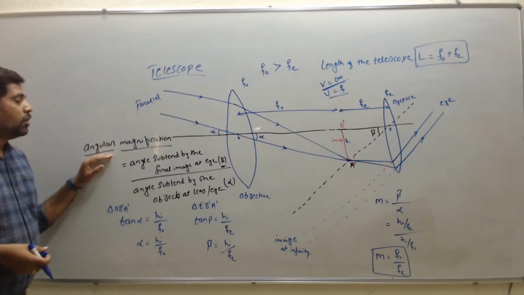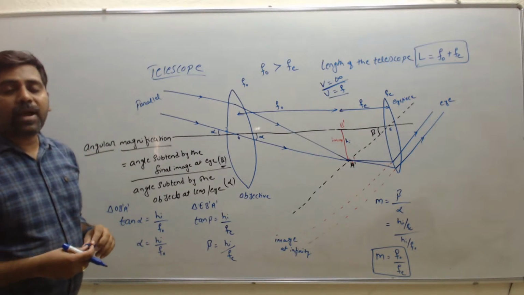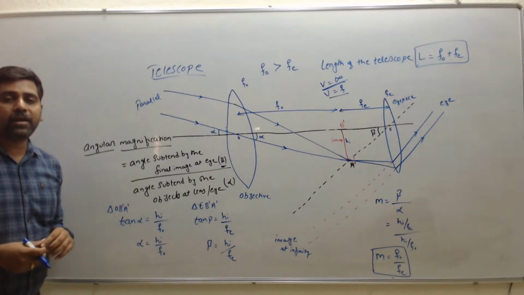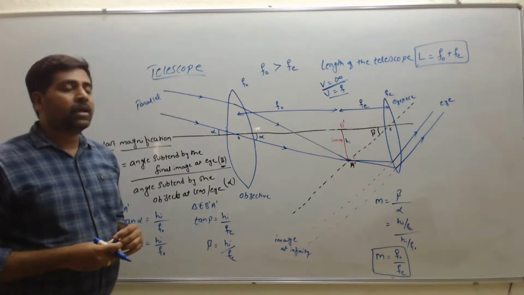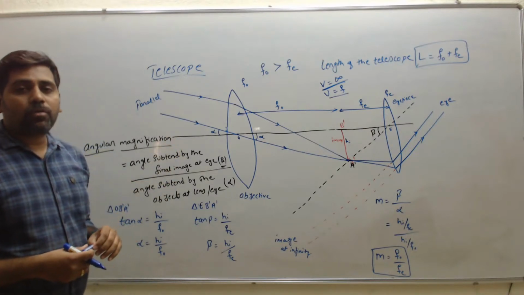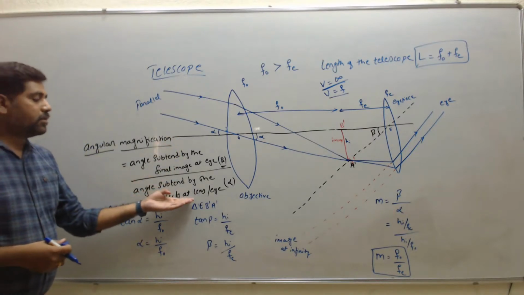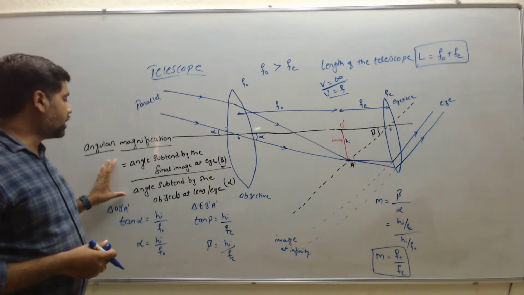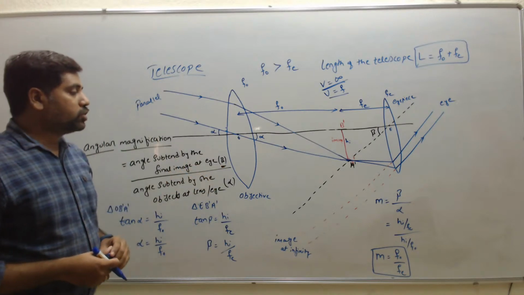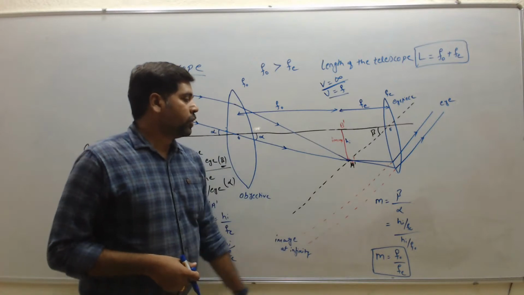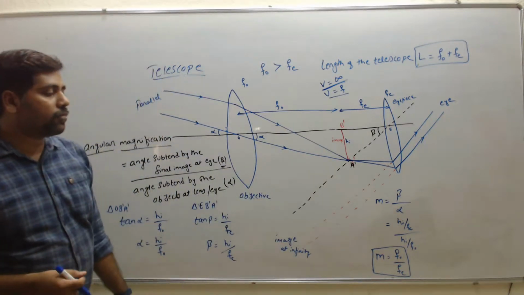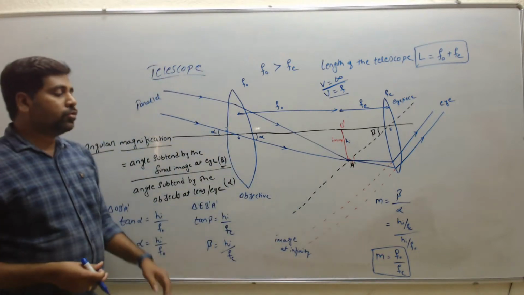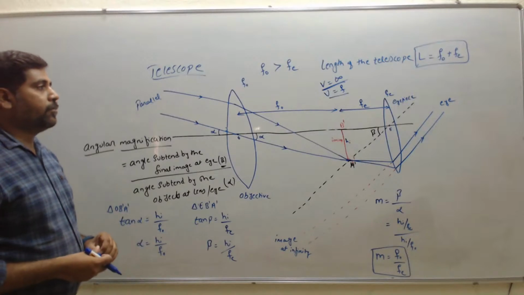Next, we have angular magnification or magnifying power of the telescope. It is defined as the ratio of angle subtended by the final image at the eye to the angle subtended by the object at the lens, or at the eyepiece. So that ratio is M equals beta by alpha. If we substitute the values of beta and alpha, we get the magnifying power of the telescope, that is M equals fo divided by fe.